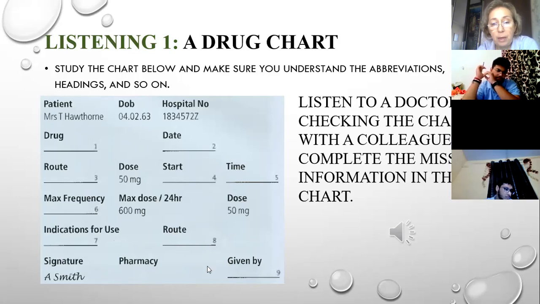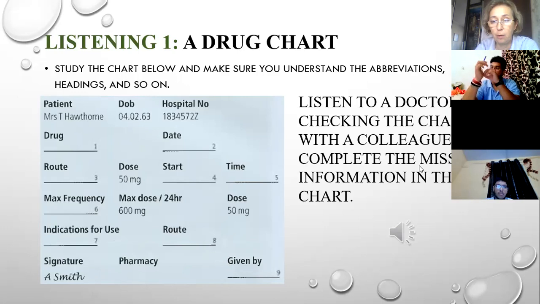Given by. What should you write here? The doctor's name, the person who prescribes, who just gives the prescription for the medicine to a patient.